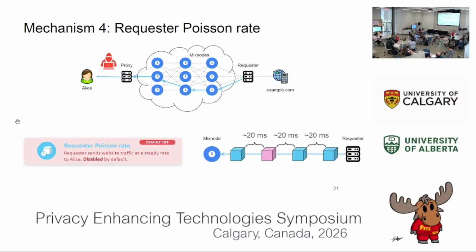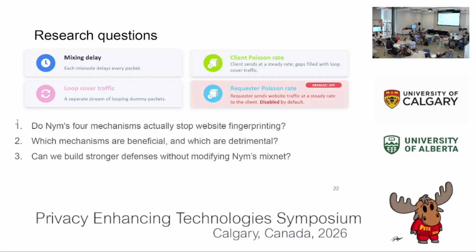And the last mechanism that we'll present is the requester Poisson rate. It's similar to the client one, but from the requester to Alice. When packets arrive from the browser, they will go through the requester, which should send them at a steady rate. But this mechanism is off by default because keeping a link for every user at the requester is quite costly, and it would also flood the mixnet. So it was decided to not use it. And that will be one of the issues of browsing in NIM, so we will see that in a minute.